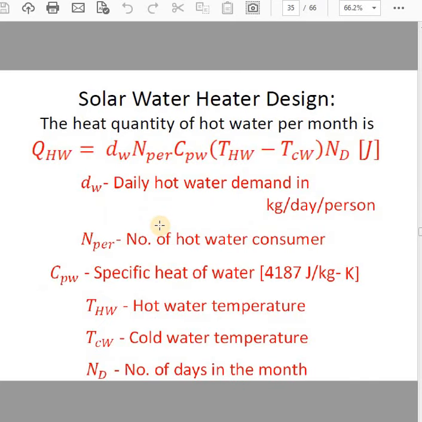Okay, solar water heater design. For the design of a solar water heater, the quantity of hot water per month is to be calculated. How you calculate it is from the daily hot water demand, the number of hot water consumers, the specific heat of the water Cpw, the hot water temperature Thw, the cold water temperature, and the number of days in the month. Based on these considerations, you will calculate the heat quantity of the hot water required.